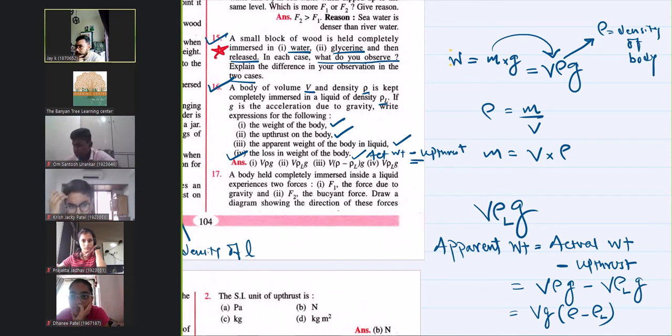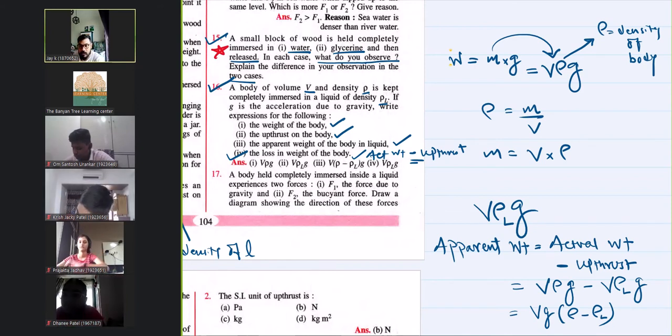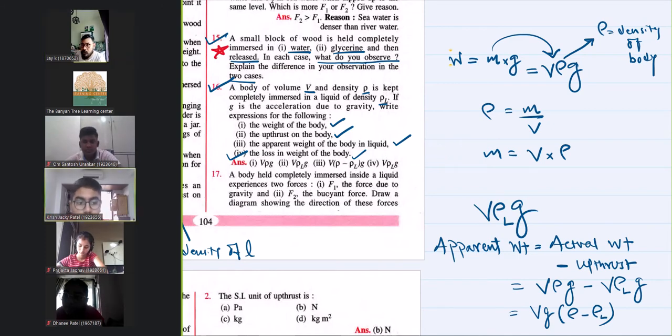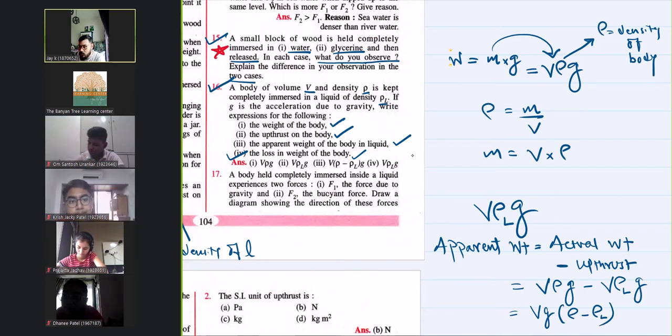Loss in weight is equal to the upthrust, na? Loss in weight is equal to the upthrust because a body when immersed in a liquid loses some amount of weight. That is equal to the upthrust, that is equal to the net upward force. So loss in weight is equal to the upthrust. This is a good learning. Loss in weight is equal to upthrust. Apparent weight is actual weight minus upthrust.